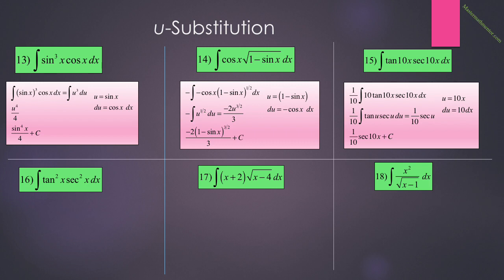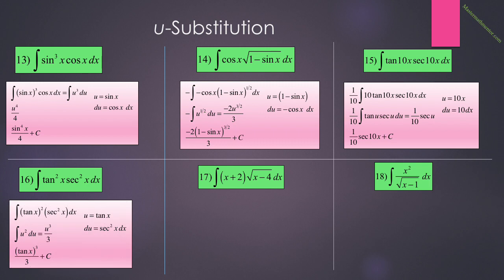We need a 10 on the inside, so we multiply by 1/10 on the outside. So this problem becomes 1/10 the integral of tangent u, secant u, du. And our integration becomes 1/10 of secant u. So the final answer is 1/10 the secant of 10x plus c.